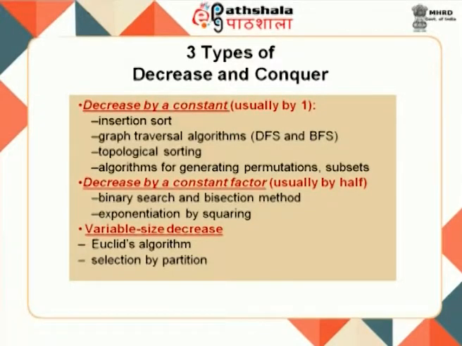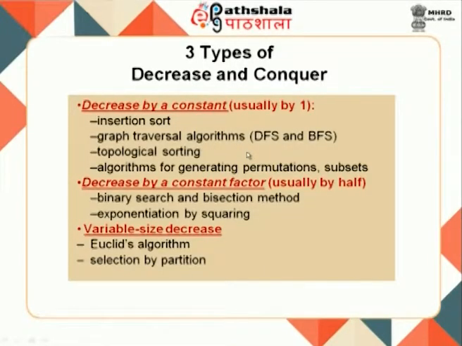Okay. So, there are three types of decrease and conquer: decrease by a constant, decrease by a constant factor, or a variable size decrease. Now, what does this mean? Decrease by 1 means you keep on decreasing by 1 till you find a solution to the trivial problem, and then keep increasing by 1 by substituting the solution. Insertion sort is an example; graph traversal problems, depth first search and breadth first search, are examples; topological sorting in a graph, and algorithms for generating permutations and subsets are all solved by this decrease by a constant.